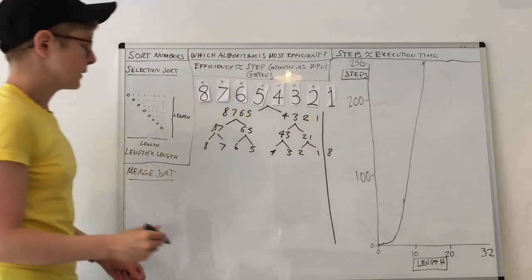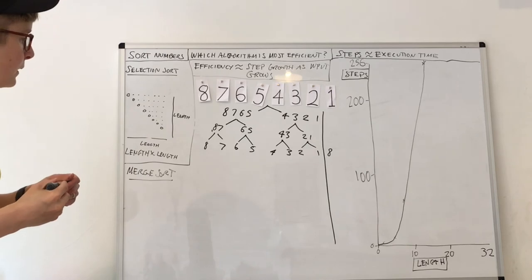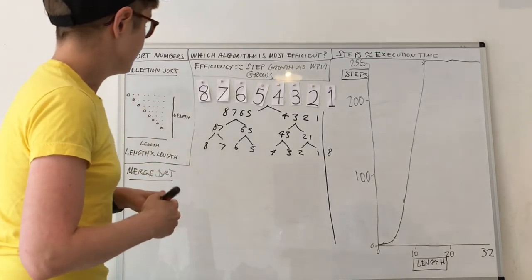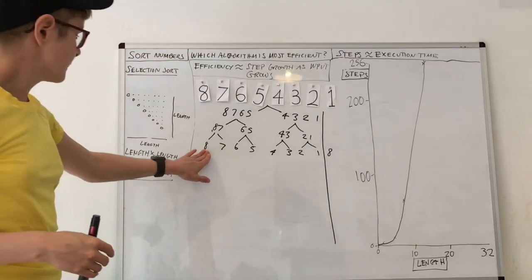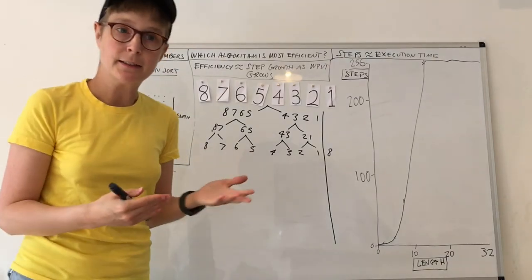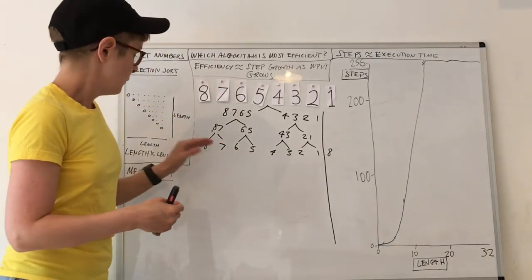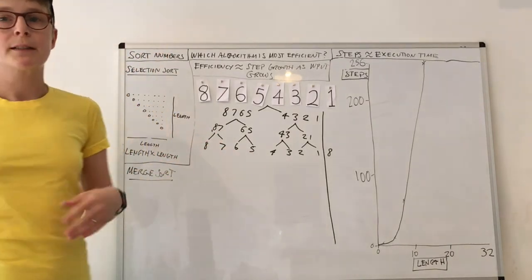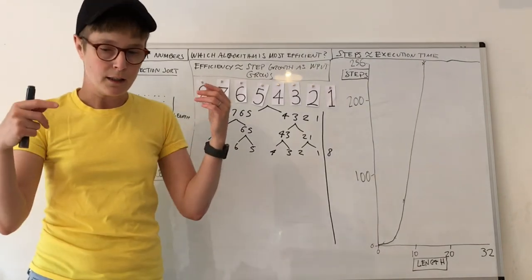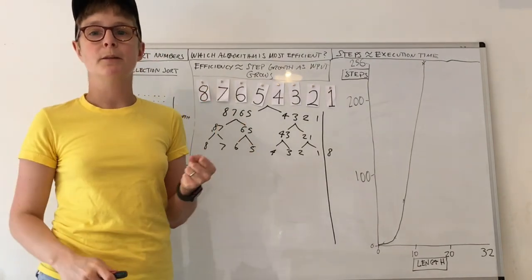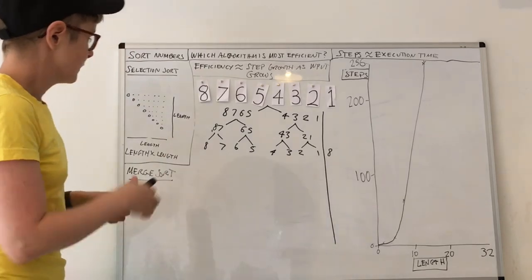So that was 8 steps to get to this point. Now, stage 2. If we look at this list of 8, which just has 8 in it, only one item, we can see that we know it's sorted because it's only got one item in it. A list with one item in it, by definition, is sorted.